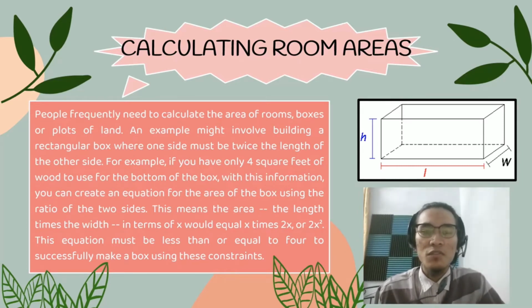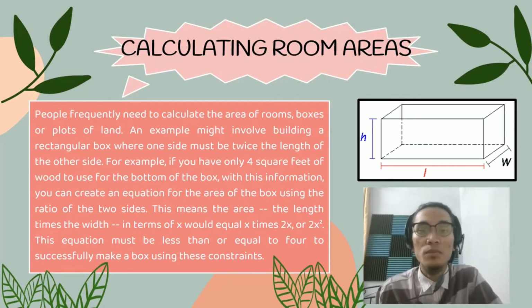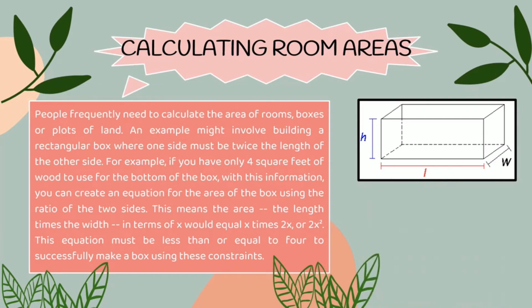For example, if you have only 4 square feet of wood to use for the bottom of the box, with this information you can create an equation for the area of the box using the ratio of the 2 sides. This means the area, the length times the width in terms of x, will equal x times 2x, or 2x squared. This must be less than or equal to 4 to successfully make a box using these constraints.